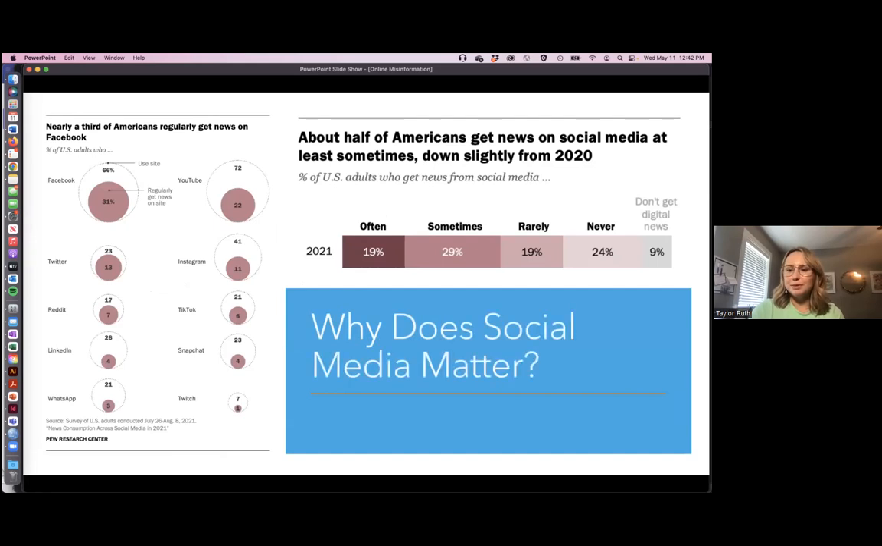So I'm going to exit out of this so you can see things. When thinking about online communication and why social media matters, it is because over half of Americans are getting their news on social media, either often or sometimes. That is just where they're getting information, especially these younger generations of consumers. That's really where they're getting their news.